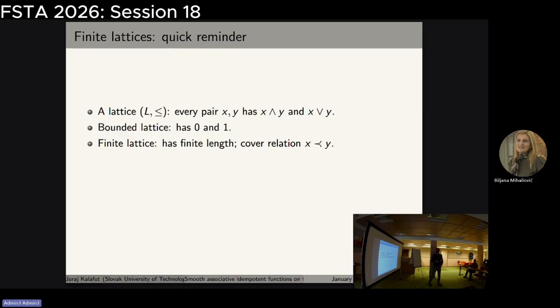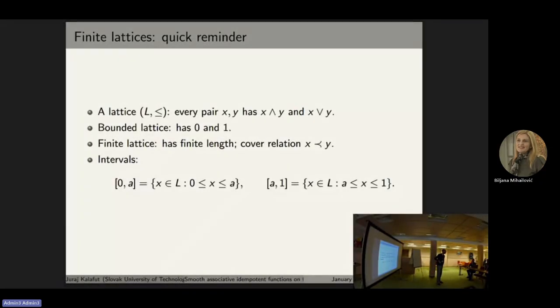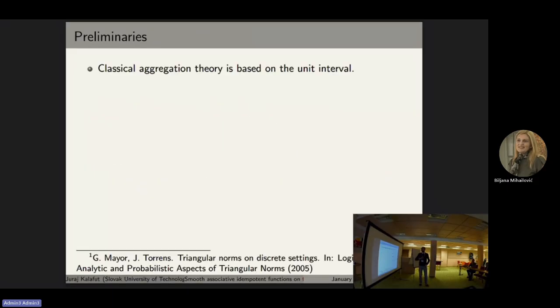I would also draw your attention to the cover relation, which is a specific case that can occur in finite lattices, where we have an immediate predecessor or successor of an element. So we know that the elements lie next to each other. This is not possible in the uncountable case, but in the finite case, it is an easy way to define the lattice only by the cover relation. So we will stick to this notation. The notation for intervals is used as usual.